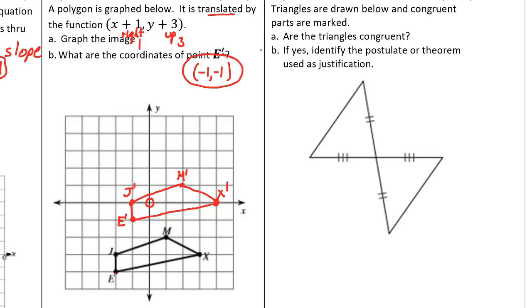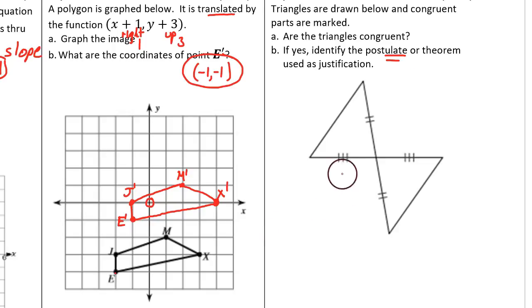Day 2, problem 2. Triangles are drawn below, congruent parts are marked. Are the triangles congruent? This is a yes or no question. If you answer this question yes, then you have to give the postulate as the reason. If you answer the question no, that's because there was no postulate that could be used.